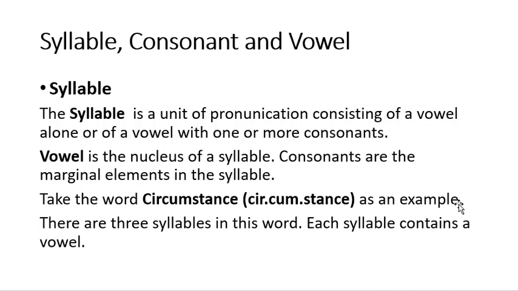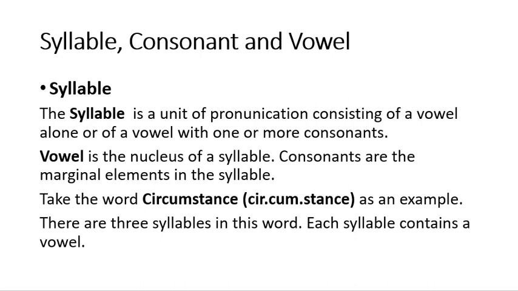There are some other things that we need to discuss before proceeding further in the realm of phonetics. We need to discuss what is a syllable, what is a consonant, and what is a vowel. First of all, we are going to talk about a syllable. The syllable is a unit of pronunciation consisting of a vowel alone or of a vowel with one or more consonants. Vowel is the nucleus of a syllable. Consonants are the marginal elements in the syllable. Remember, vowel is the nucleus. This is the most important part of a syllable.